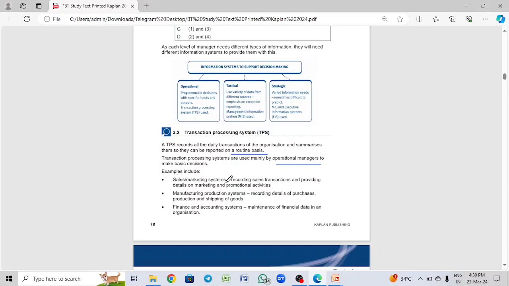The sales and the marketing system, which are used to record the sales information, the marketing or promotional activities. Okay, manufacturing production systems. Now it is used to record the purchase and the production and the shipping of goods, the goods that have been received, the raw material that had been received and used in the production. Okay, and the finance and the accounting system used for the maintenance of financial data in an organization.